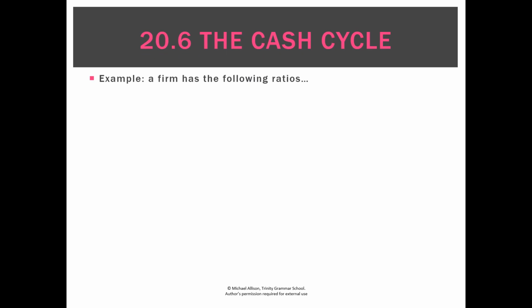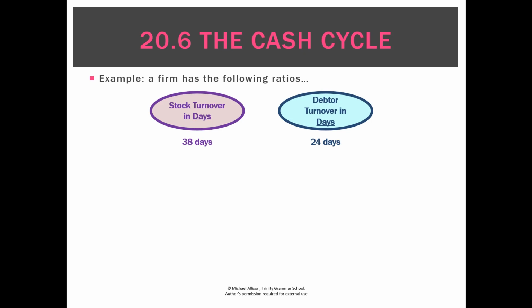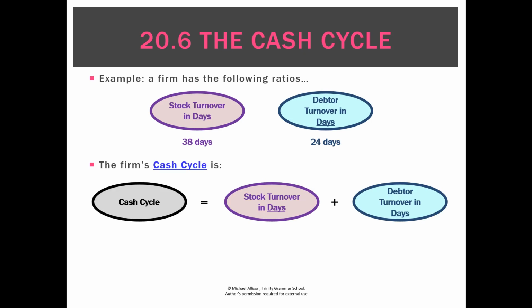So for example, a firm has the following ratios. It's a stock turnover of 38 days and a debtors turnover of 24 days. The cash cycle is simply those two ratios added together. We'll take the 38 days that it takes to sell stock on average, and then the 24 days it takes to collect debtors on average, and that is a total of 62 days.